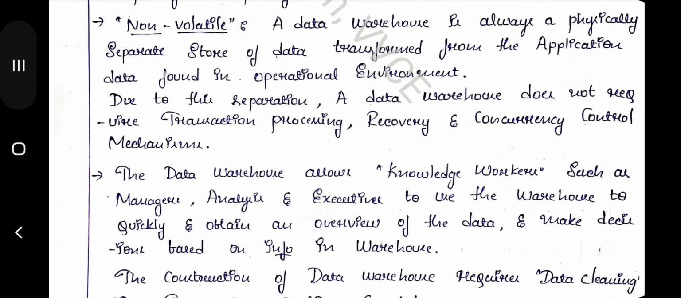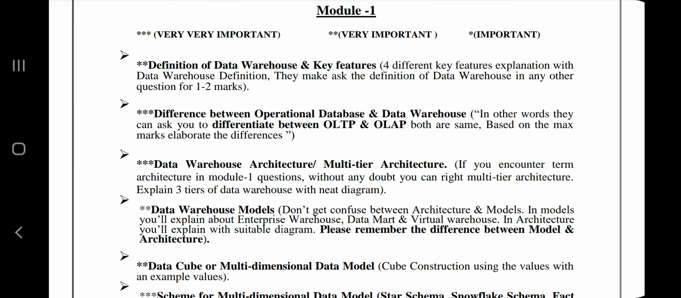Okay, so that was about the data warehouse and its key features. It's a very important question. Mark this as an important one.